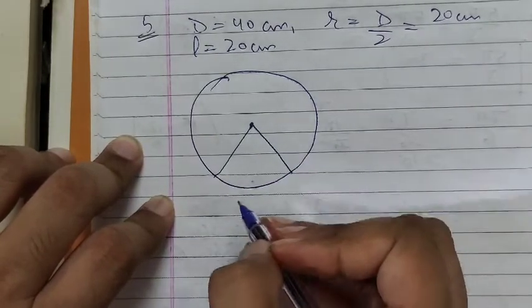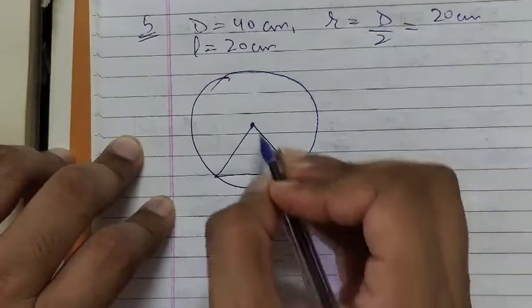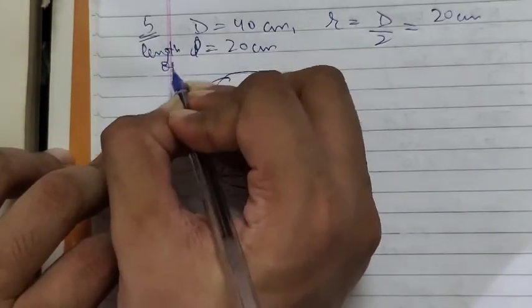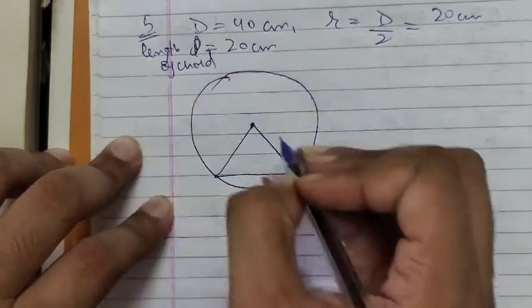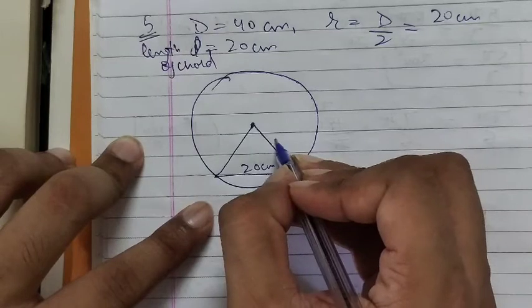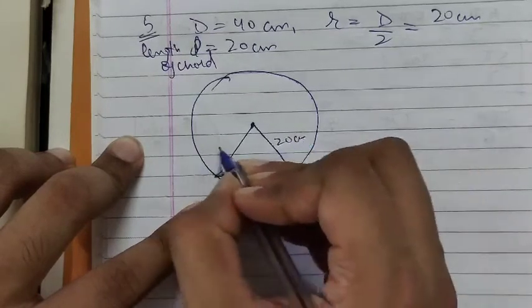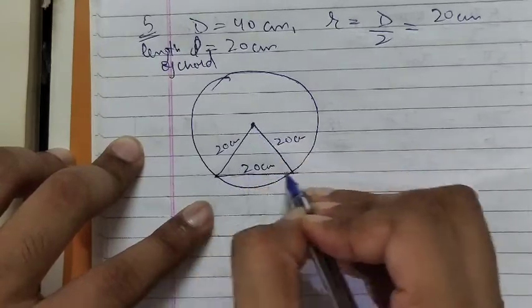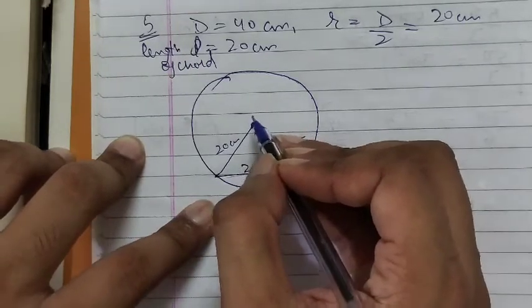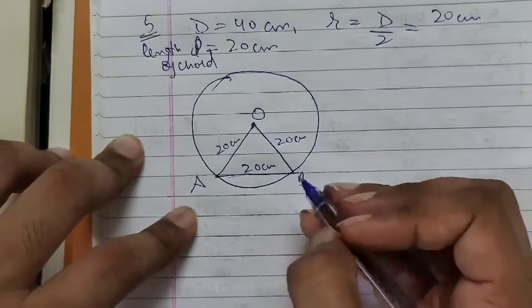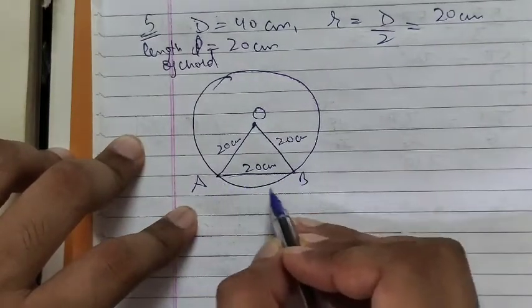See, the length of the chord is given. This is the length of the chord, so this is 20 centimeter, the radius is also 20 centimeter, and this is also 20 centimeter. So the radius is 20, the chord length is 20, so we can say this is an equilateral triangle, and we need to find this chord length.